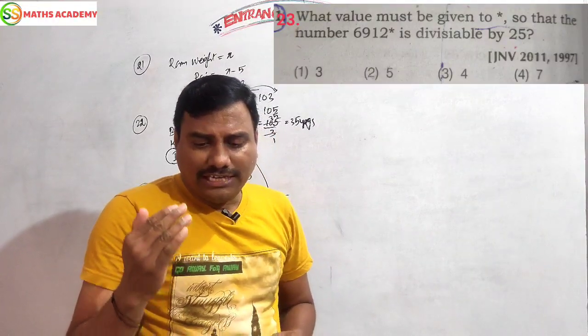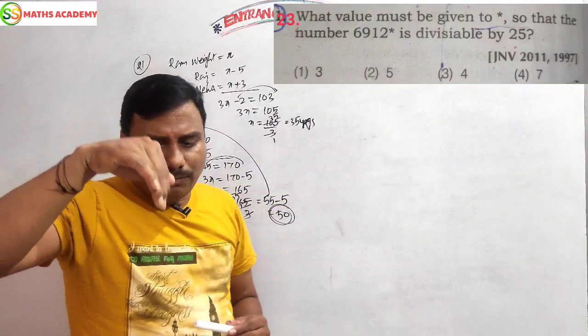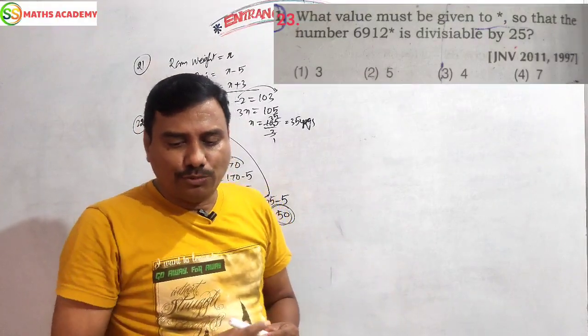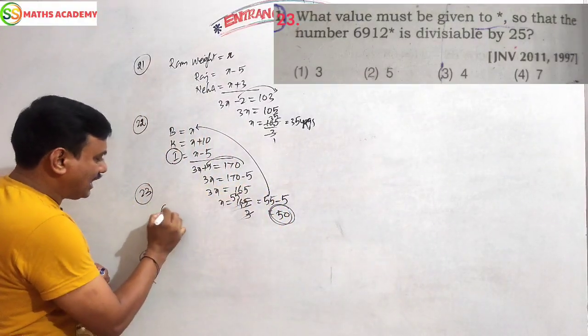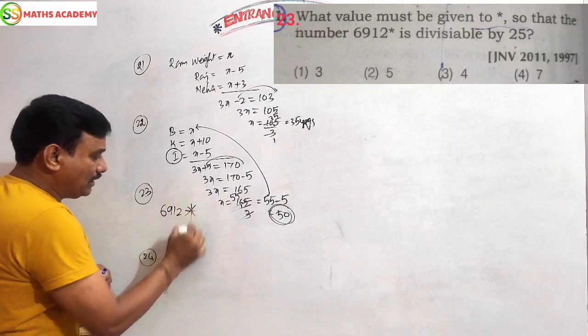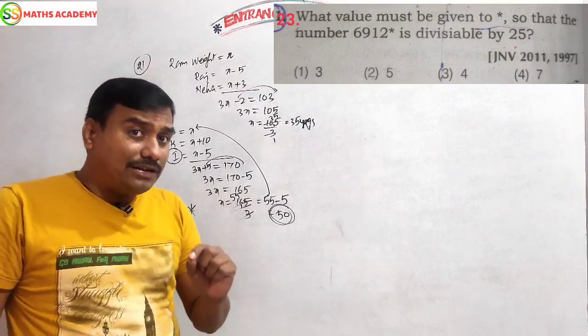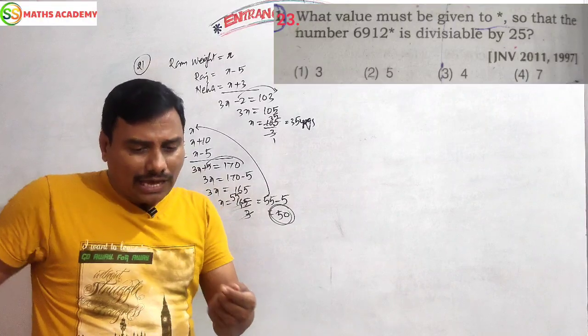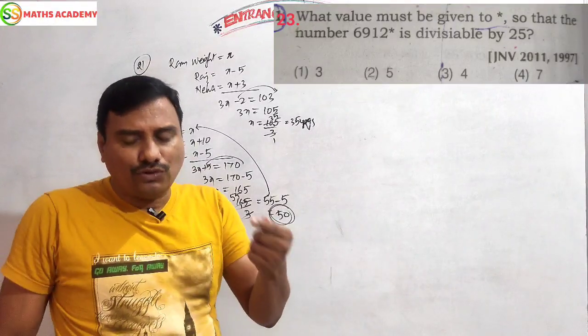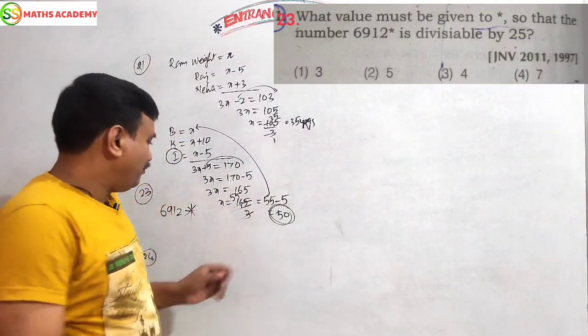What value must be given to star so that the number 6912 star is divisible by 25? Amma, you see 6912 star. In this, which number will be divisible by 25? Options 3, 5, 4, 7 are given. This is divisible by 25.